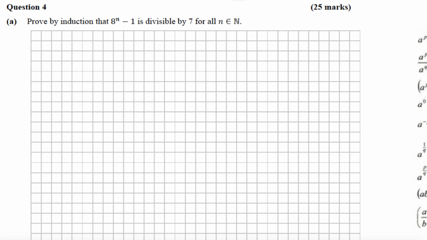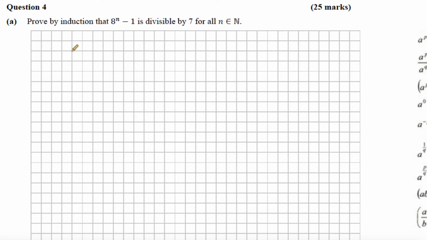So this is the 2016 Leaving Cert Higher Level Paper 1 and we're looking at question number 4, part A. Prove by induction that 8 to the power of n minus 1 is divisible by 7 for all n being an element of the set of natural numbers.